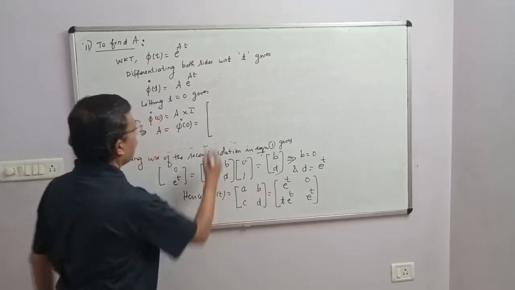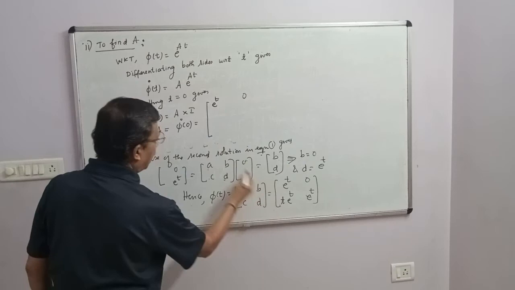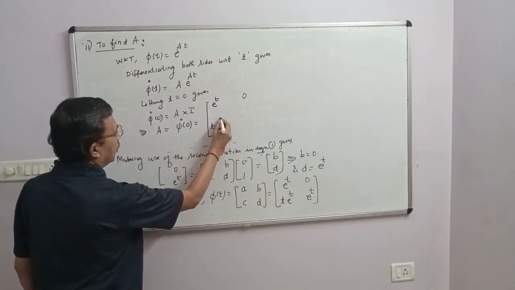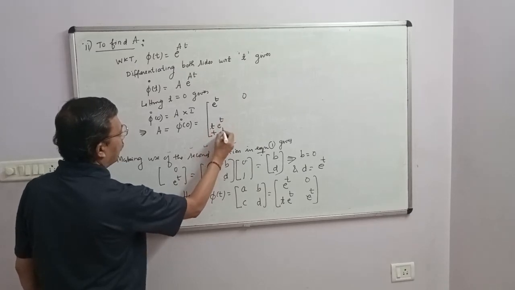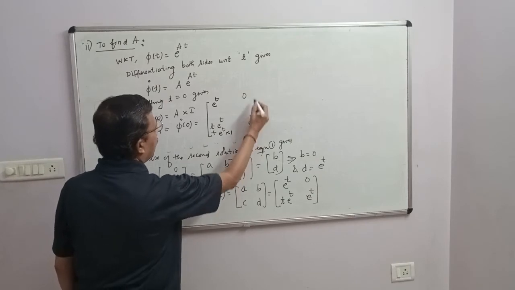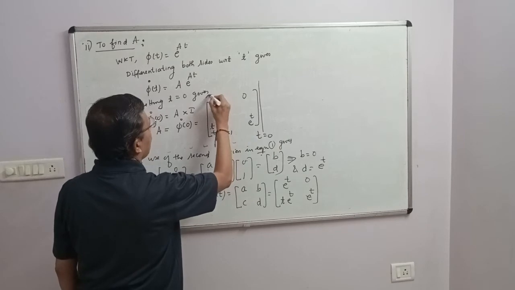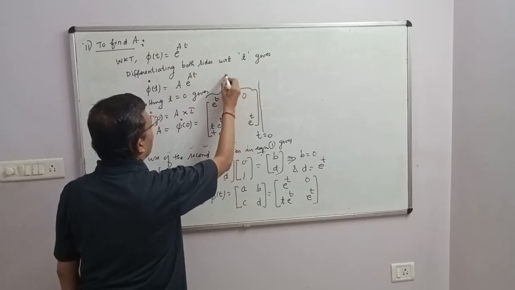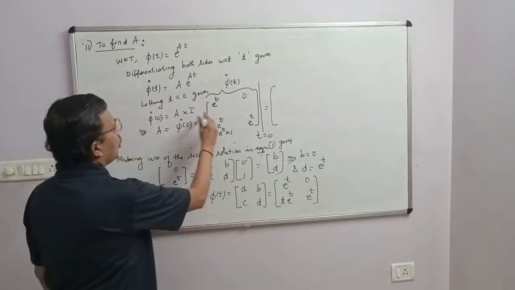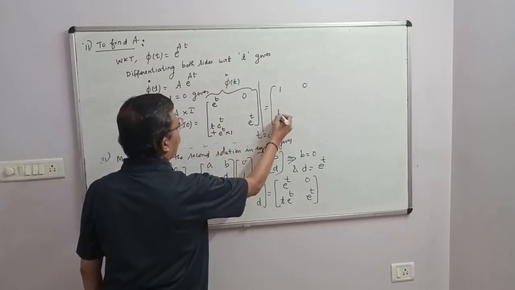Differentiate e to the power t. What you get? e to the power t. Differentiate 0, you get 0. Differentiate t into e to the power t. Use product rule. t first function into differential of the second plus second function into differential of the first. e to the power t, if you differentiate, you get e to the power t. This has to be evaluated at t is equal to 0. This matrix represents phi dot of t. You put now t equal to 0. e to the power 0 is 1, this is 0. If you put t equal to 0 here, you get 1, 1.